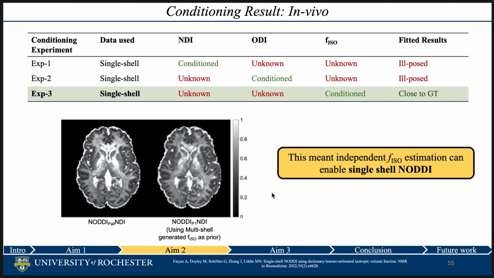We saw the same thing happening with the in vivo data when we used multi-shell derived free water as a prior with the single shell NODDI problem. We saw that we could retrieve the NDI and ODI. And this meant that if we had this free water information somehow, we could actually use the single shell data to derive NDI and ODI values.